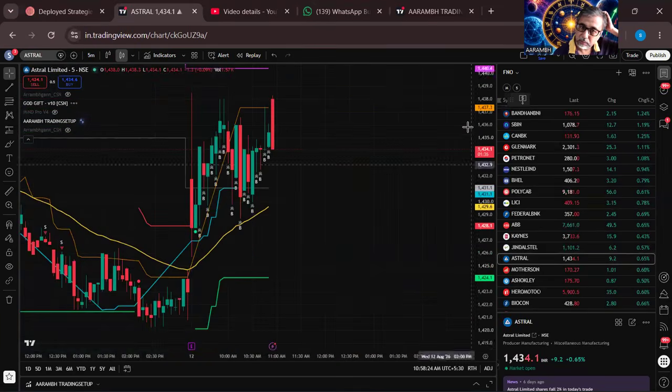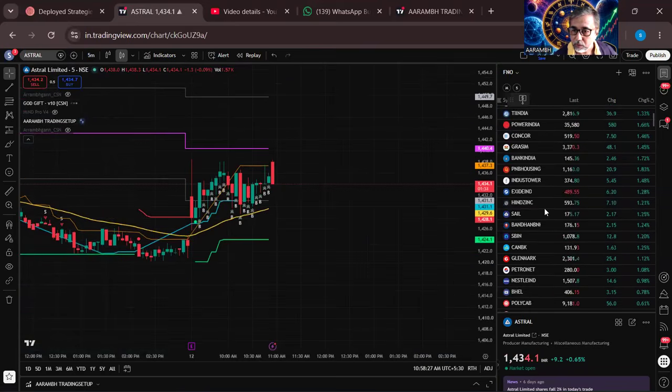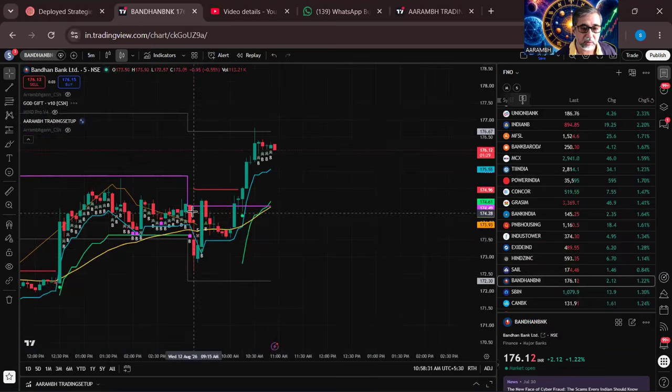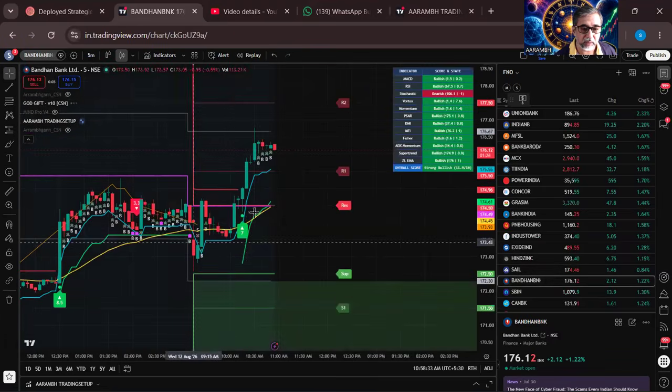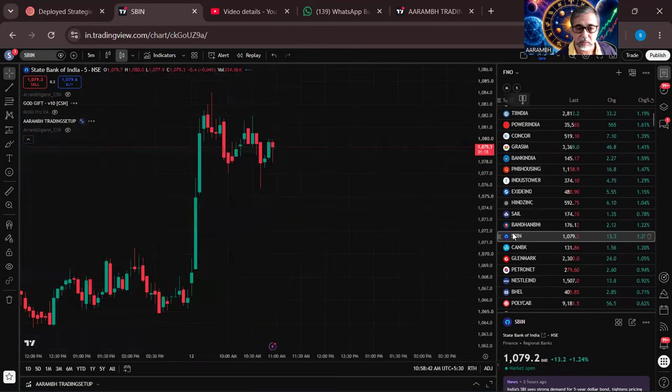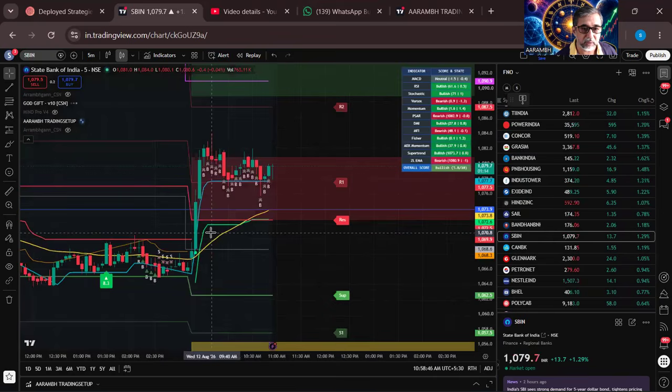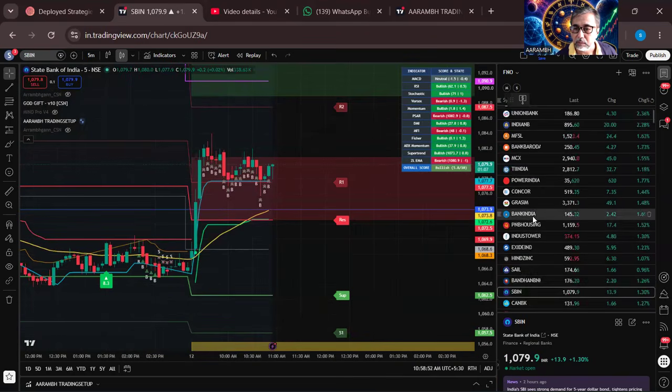Astral also below the pink line. No trading. Okay, so Bandhan Bank crossed the pink line. So whether support resistance above, yeah, it's a perfect entry zone over here. You would have taken long entry. Okay. So in the morning only good setup was there, but it's below the pink line. Avoid trading this also.